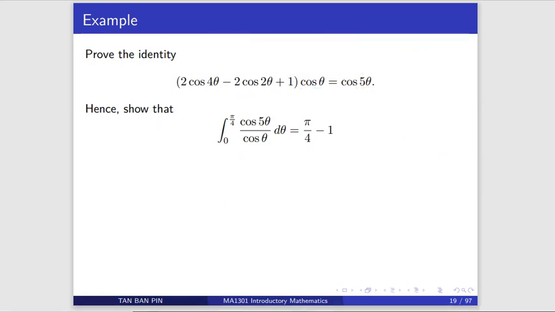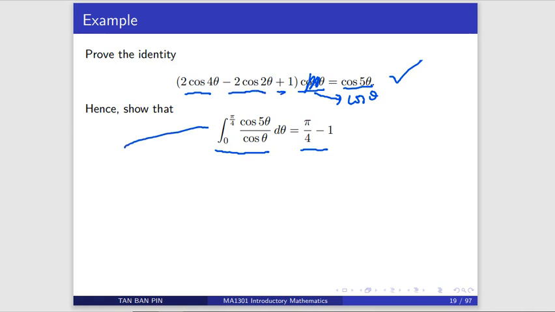After showing the identity, we shall now show that the integral from 0 to pi over 4 of cosine 5 theta over cosine theta d theta is pi over 4 minus 1. You should be using the identity. So what you can do is divide by cosine theta on both sides. You just divide this to the right hand side, which means cosine 5 theta over cosine theta is just 2 cosine 4 theta minus 2 cosine 2 theta plus 1.